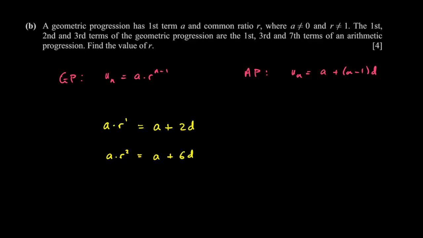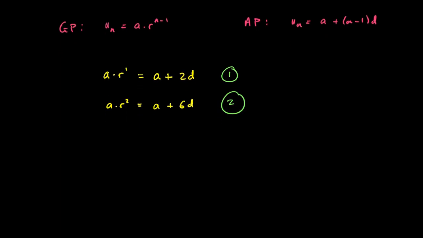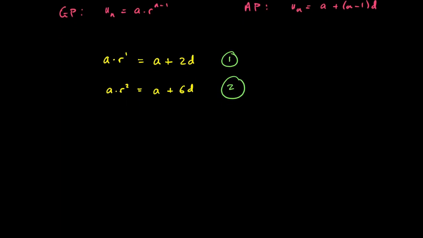Okay, so essentially we end up with two equations. First one is here, and the second one is here. And so what are we going to do? Well, we are going to try to find out what r is. Okay, so what is a way in which we could do this? Well, I think it's tempting to rearrange and get everything in terms of d. So for the first equation, I'm going to get 2d is equal to a r minus a. For the second equation, I'm going to get 6d is equal to a r squared minus a.